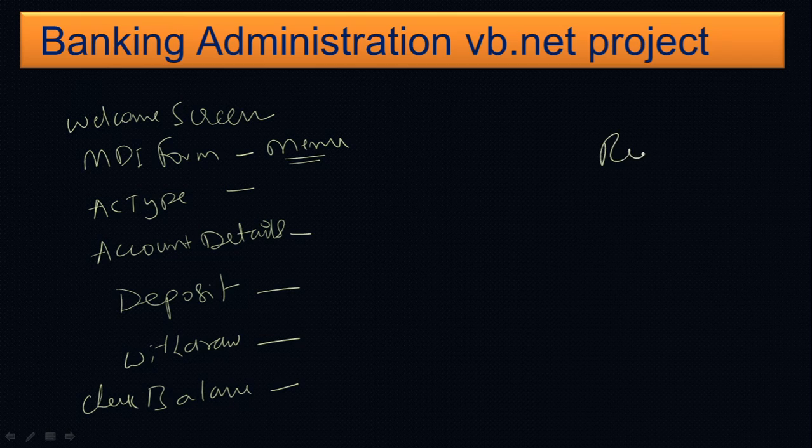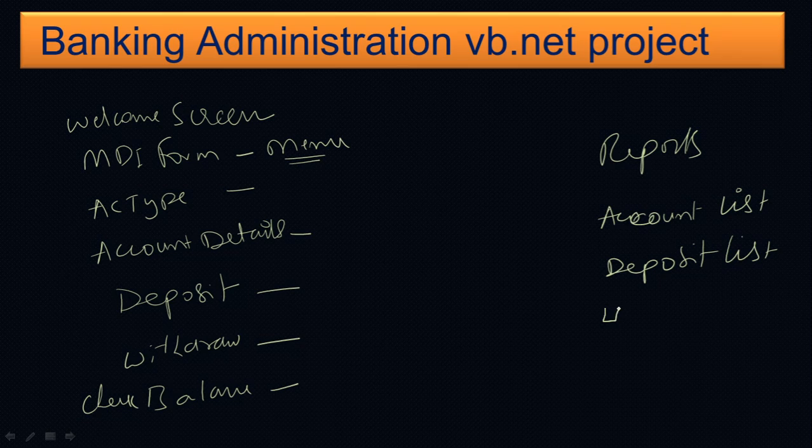After that we can generate the reports. In the reports, an account list, then you can have a deposit list, then a withdraw list, then you can also make one transaction list for each account. This way we can make around 10 to 12 forms in the project.